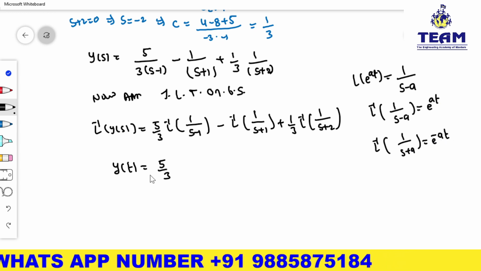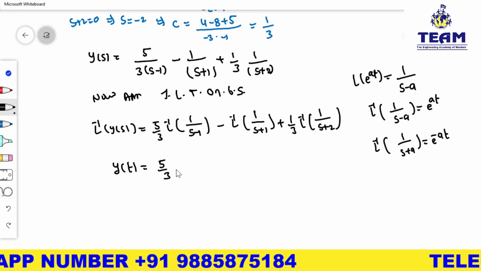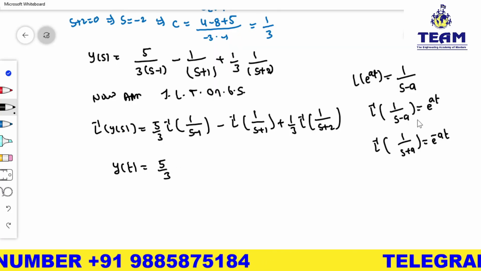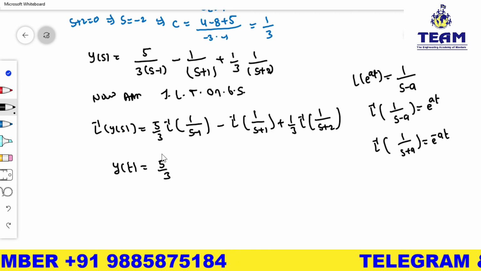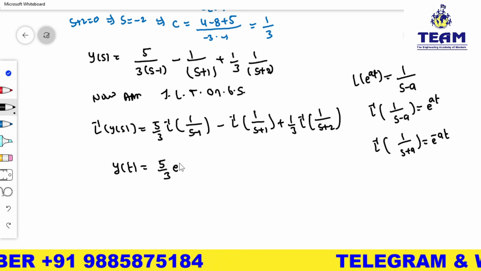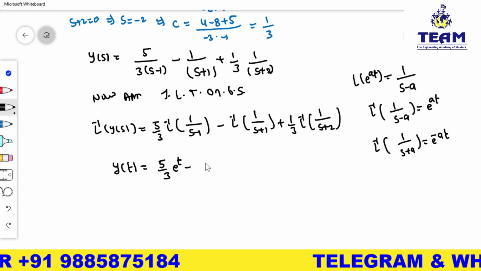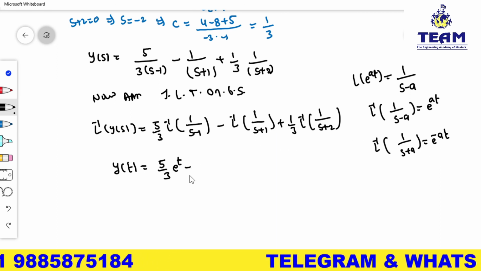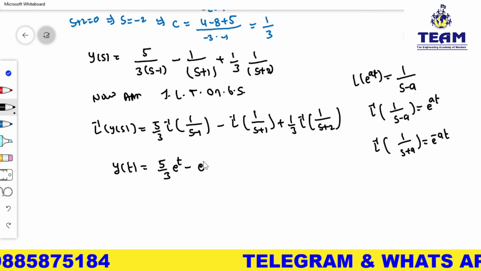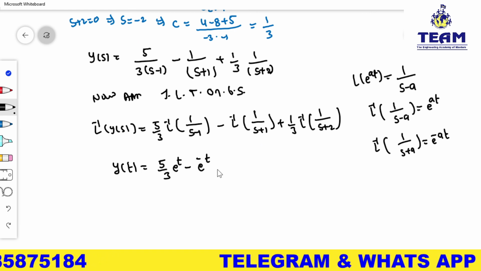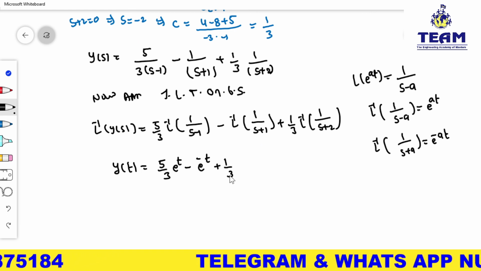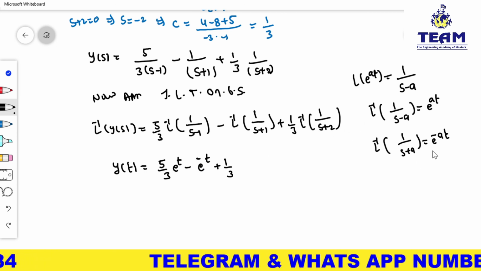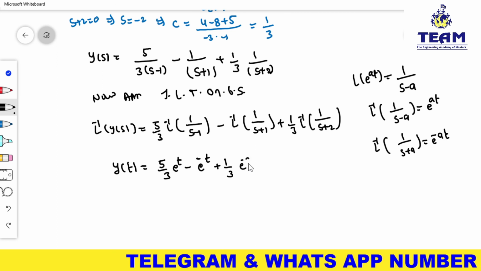So here you will have 5 by 3 times of 1 by s minus 1 is in the form of 1 by s minus a. What is a here? You have 1. So 5 by 3 times of e to the power of t, minus 1 by s plus 1 is in the form of 1 by s plus a. So e power minus at. a here you have 1. So e power minus t, plus 1 by 3 times of 1 by s plus 2 is in the form of 1 by s plus a. So e to the power of minus 2t.